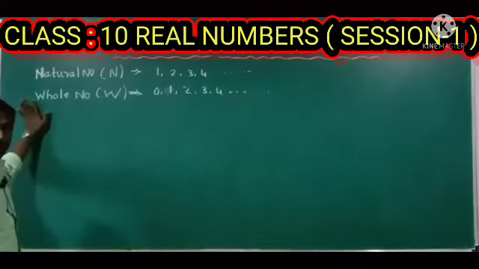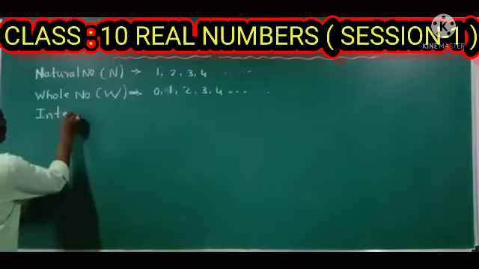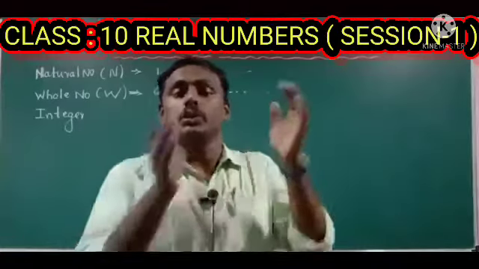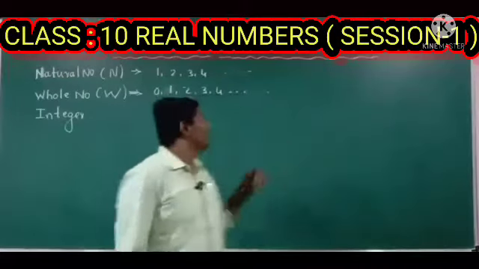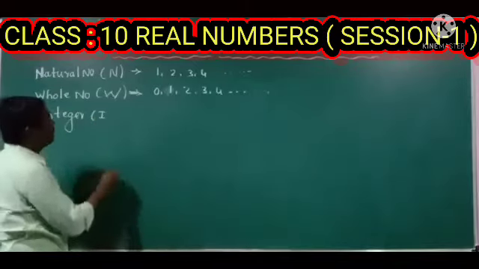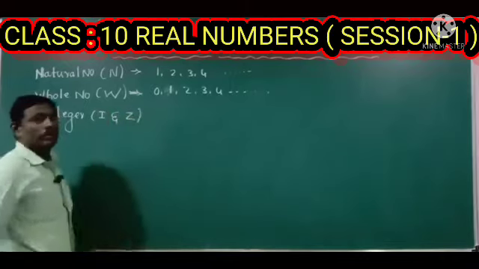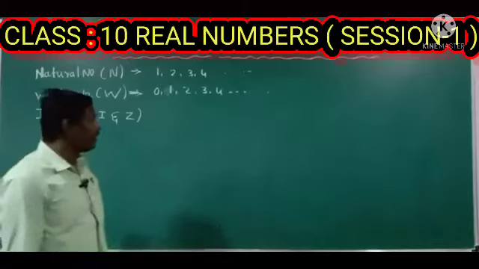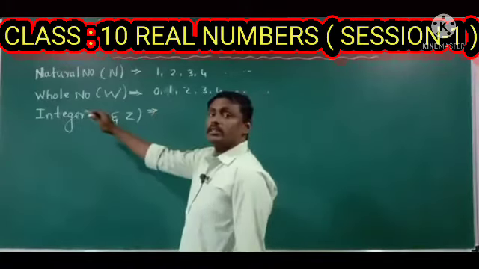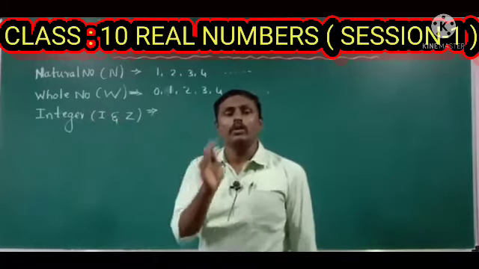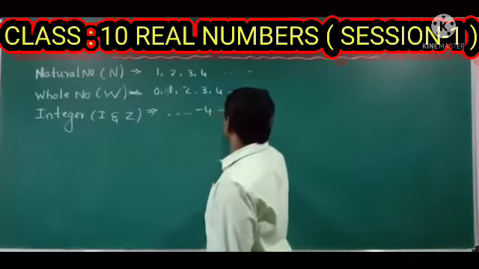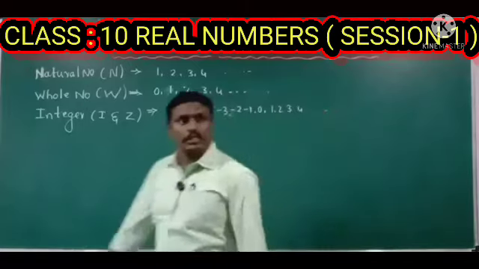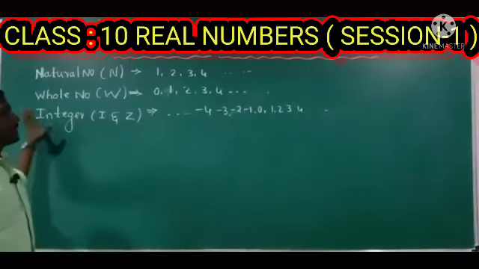Next, moving to the next type of number, that is integers. Integers are the numbers which include both positive values and negative values along with 0, and these integers are indicated by the symbol I or Z. So here we are using two different letters to denote the integers: I or Z. Integers include both positive and negative numbers along with zero, meaning -4, -3, -2, -1, 0, 1, 2, 3, 4 and so on. So these are some of the numbers belonging to the set of integers.